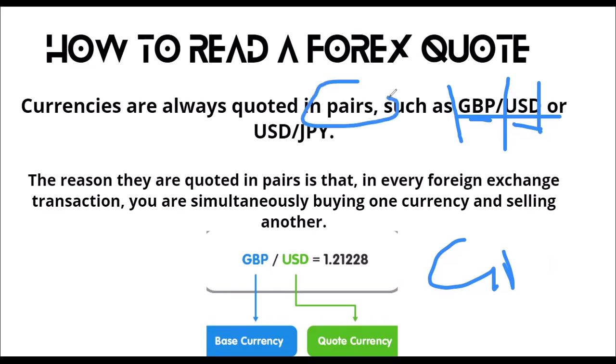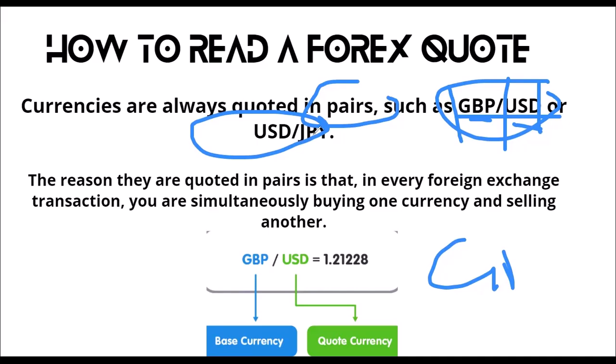So it depends on what you are doing for you to actually be able to represent this very well. So currencies are always quoted in pairs, as I alluded earlier. So we have GBP USD or USD JPY. The reason they are quoted in pairs is that, as I was explaining, in a foreign exchange transaction, you are simultaneously buying one currency and selling the other. So you don't actually buy one currency without the other.